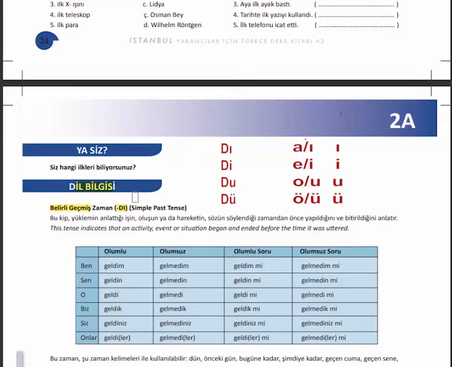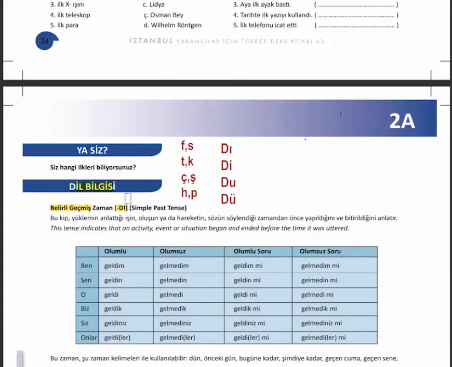For example, depending on the last vowel, we will write this as -di, -dı, -du, -dü. And the d itself can be changed into t if the last consonant of the word is from the fıstıkçı şahap consonants. We can convert the -di into -ti. For example, this can also be written as -ti, -tı, -tu, -tü.